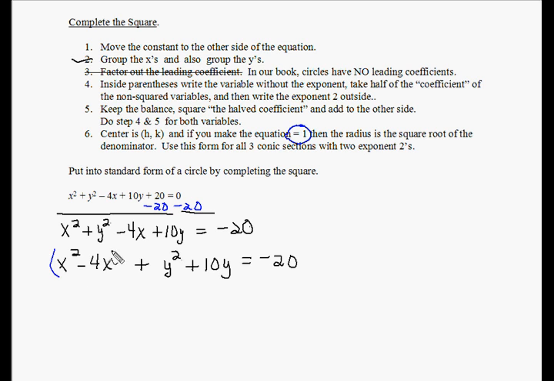So I can group my x's by just putting parentheses around those. It'll be very important to make sure that this is always a plus sign when you do this grouping. If it's not, like for your hyperbolas, then you'll want to factor out the negative. And now I'm ready to try and complete the square.